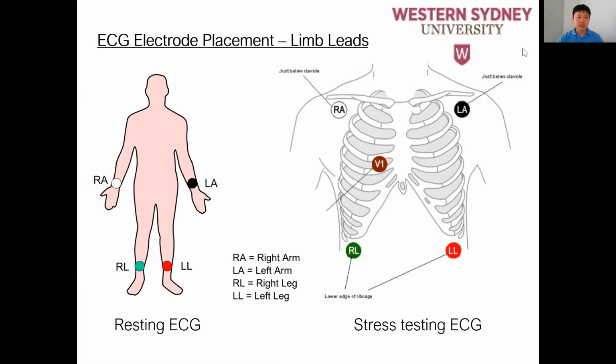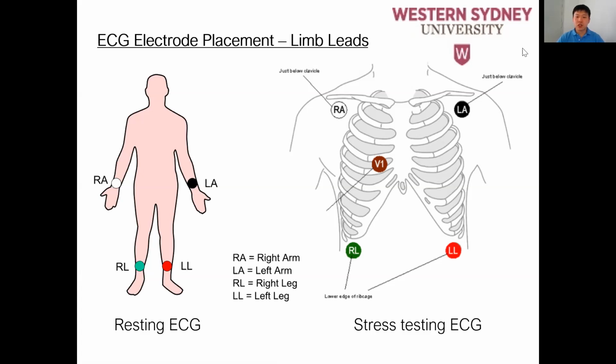For the limb leads, you would be putting 4 electrodes for a resting ECG at the right and left wrist, and the right and left ankles. So the right arm in the right wrist and the left arm in the left wrist, right leg in the right ankle, and left leg in the left ankle.